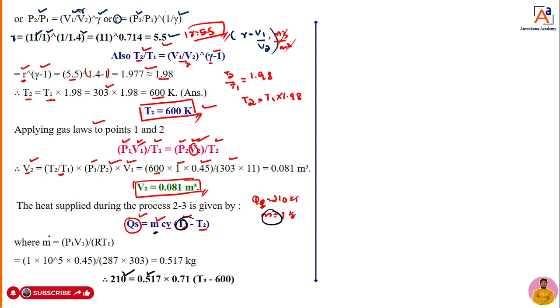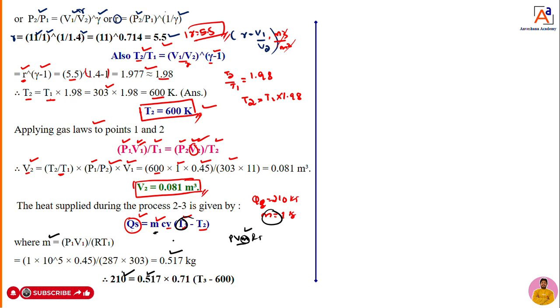That mass I can calculate with the help of the ideal gas equation. That is m is equal to P1 V1 divided by R into T1, because we already know PV equals mRT. With the help of this I can calculate the m value. That m value we have calculated is 0.517 kg. The amount of air supplied in the cylinder is 0.517 kg.